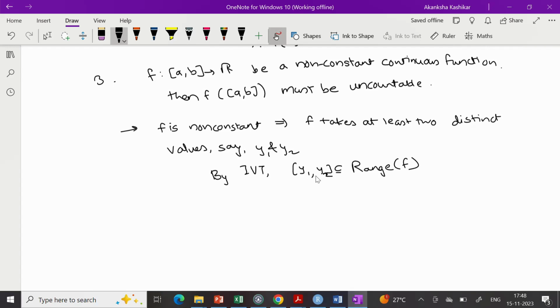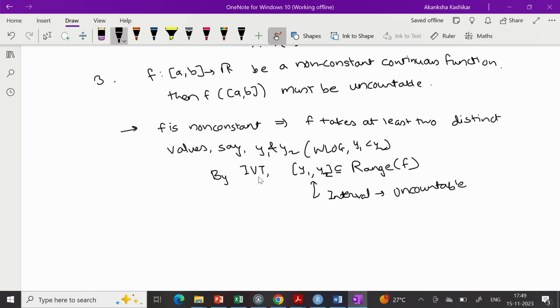Correct? Because the intermediate value theorem says that if you take any point between y1 and y2, then that point is an image of some point. So the entire interval y1, y2 becomes a subset, and we know every interval in R is uncountable. We will say here, without loss of generality, y1 is less than y2. Every interval we know is uncountable. So the range set of f is a superset of an uncountable set and hence it must be uncountable. So these are implications of the intermediate value theorem.